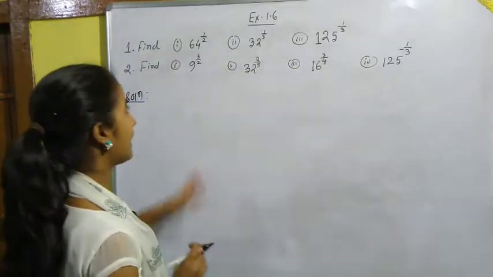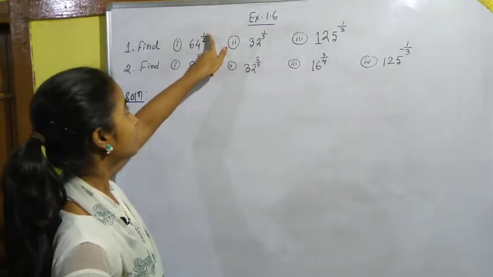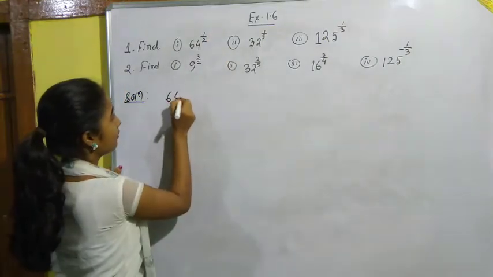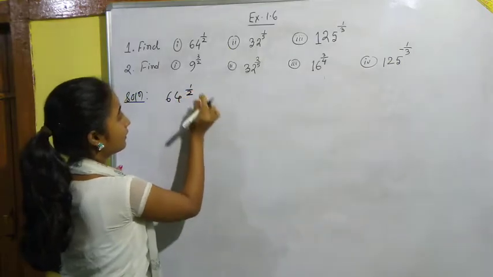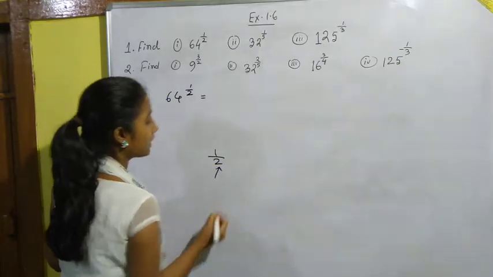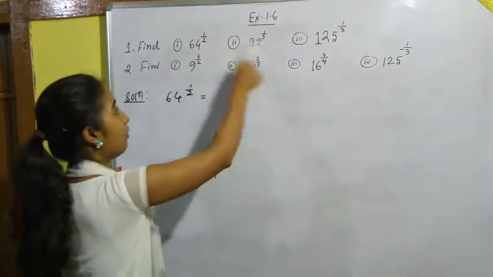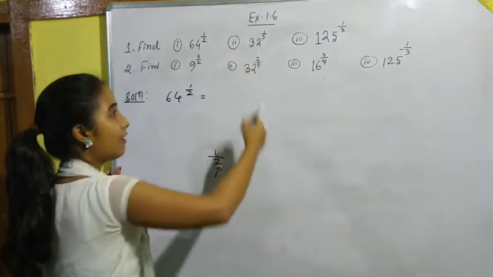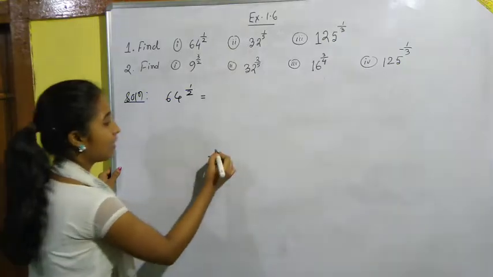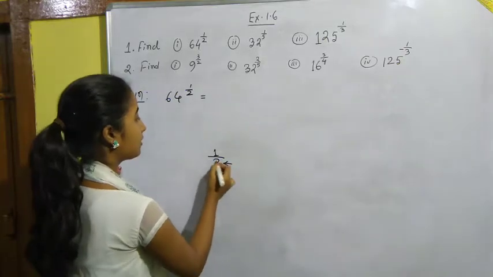See, whenever you get this type of questions, always focus on the denominator of the exponent number. That means in 64 to the power half, the exponent number is 1 by 2. So focus on the denominator of the fraction. That means here the exponent is a fraction. In all these questions, the powers are in the form of fraction, in the form of p by q format. And in the p by q format, we have to focus on the denominator. Here the denominator is 2.